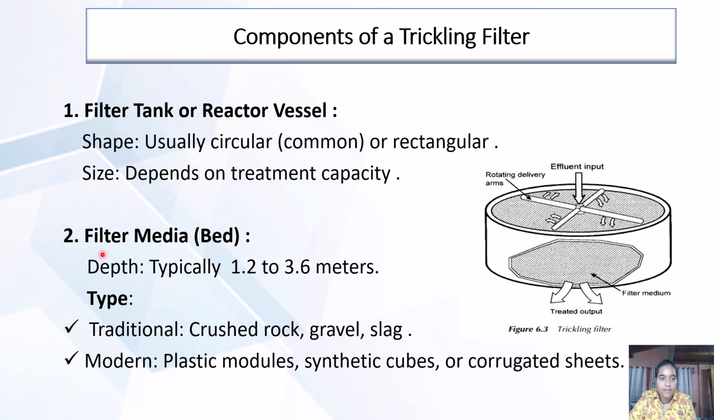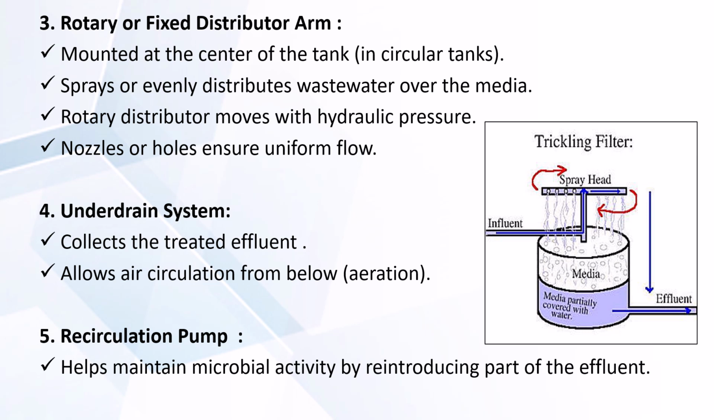The second is the filter media. Basically, this is the surface area for the microbial growth. This is the filter medium here, and the depth is typically 1.2 to 3.6 meters. There are two types: the traditional media that includes the crushed rocks, the gravels, and the slab, and the modern methods that include the plastic modules, synthetic cubes, etc.